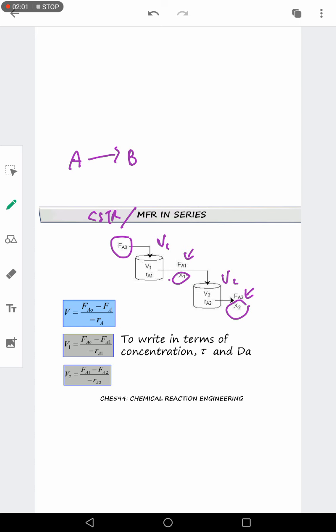Alright, so looking at this, we are going to do one by one in order to calculate the first reactor and also the second reactor for this kind of arrangement, CSTR in series.